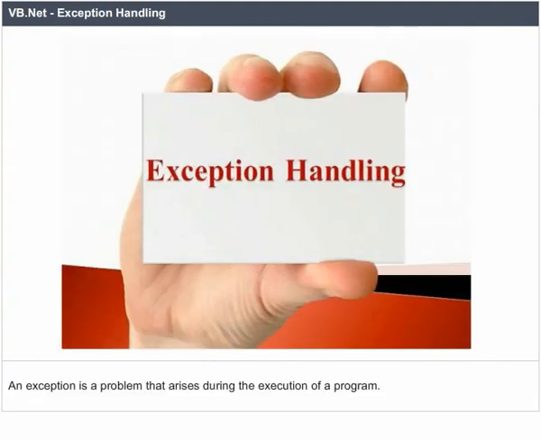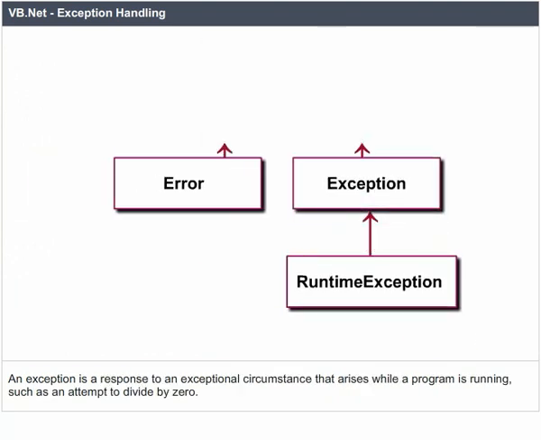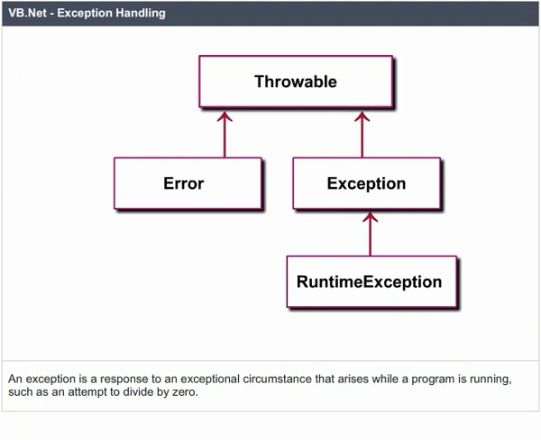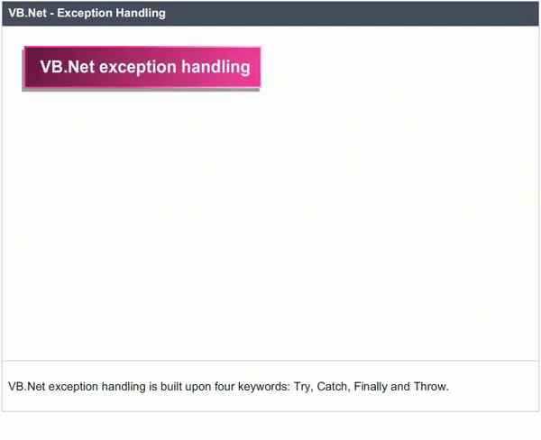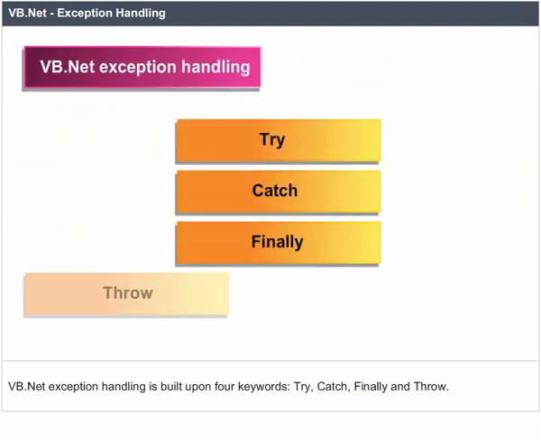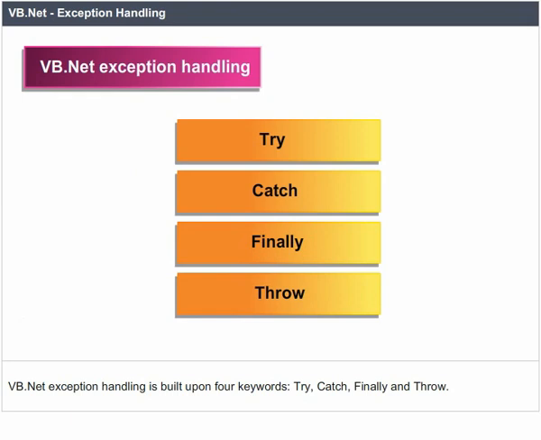VB.NET Exception Handling. An exception is a problem that arises during the execution of a program. An exception is a response to an exceptional circumstance that arises while a program is running, such as an attempt to divide by 0. Exceptions provide a way to transfer control from one part of the program to another. VB.NET Exception Handling is built upon 4 keywords: Try, Catch, Finally, and Throw.